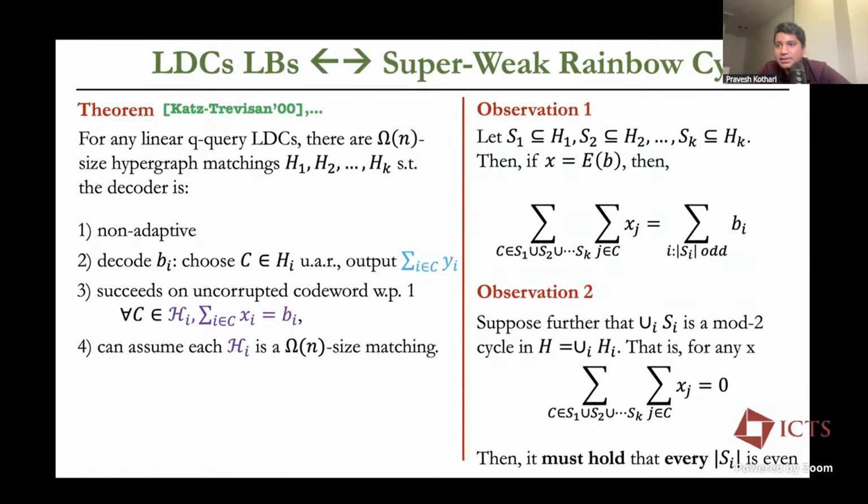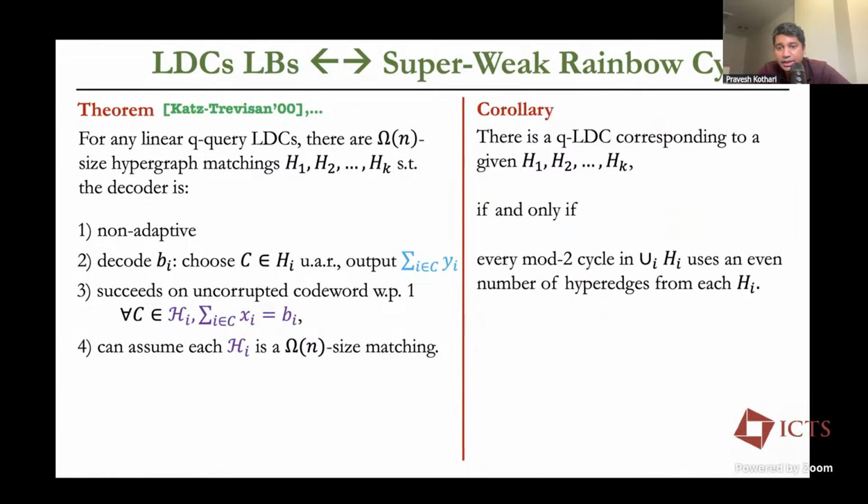Okay, does it make sense? We just did some very basic reasoning that follows from the existence of a good decoder like above. Okay, good. All right, so here's a simple corollary: there is a QLDC corresponding to some decoding matchings H_1, H_2, ..., H_k if and only if every mod 2 cycle in the union of the H_i, this hypergraph defined by taking the union of the matchings H_i, uses an even number of hyperedges from each H_i. Right? This is just basically to avoid the contradiction from the previous slide.